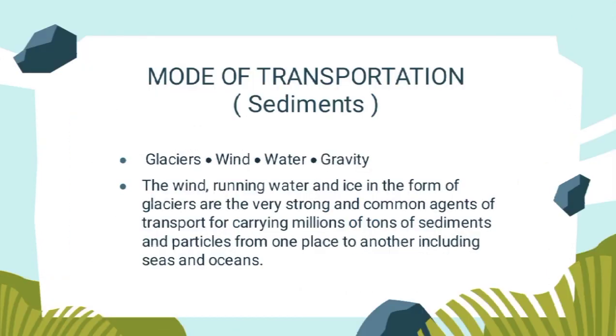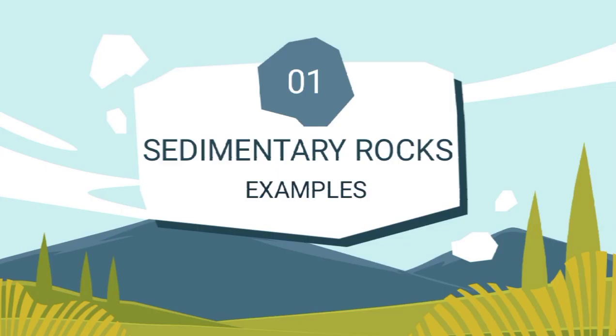And in its mode of transportation, the sediments' modes of transportation are glaciers, wind, water, and gravity. The wind, running water, and ice in the form of glaciers are the very strong and common agents of transport for carrying millions of tons of sediments and particles from one place to another, including seas and oceans. And now let's proceed to its examples.